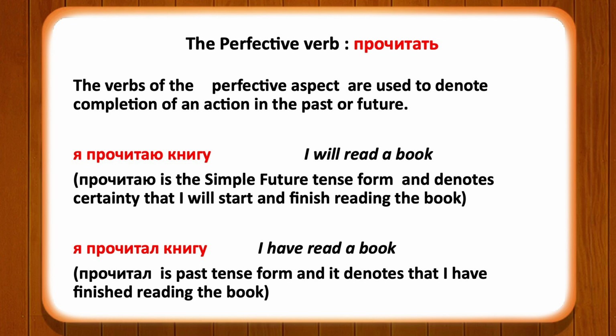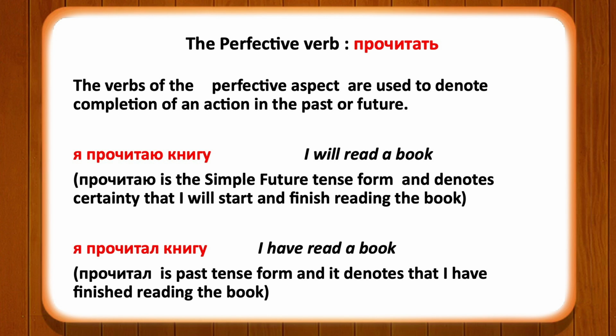Я прочитаю книгу. Here the verb прочитаю, the perfective aspect verb, is used to denote future tense. I will read a book. Ya prachitayu knigu means I will read a book. You remember I had told you that perfective aspect verb does not denote an action in present tense. So this form is a future tense form. Ya prachitayu knigu means I will read a book. Prachitayu denotes certainty that I will start and finish reading the book.